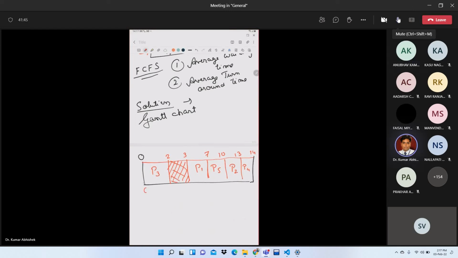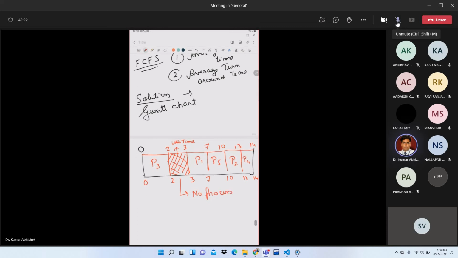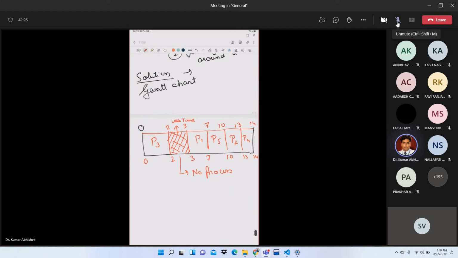You can write the times on the top or at the bottom. Both are correct. So this box is our idle time, because we have no process. P3 has completed its execution and no other process has arrived. Okay, so this is the non-preemptive way.